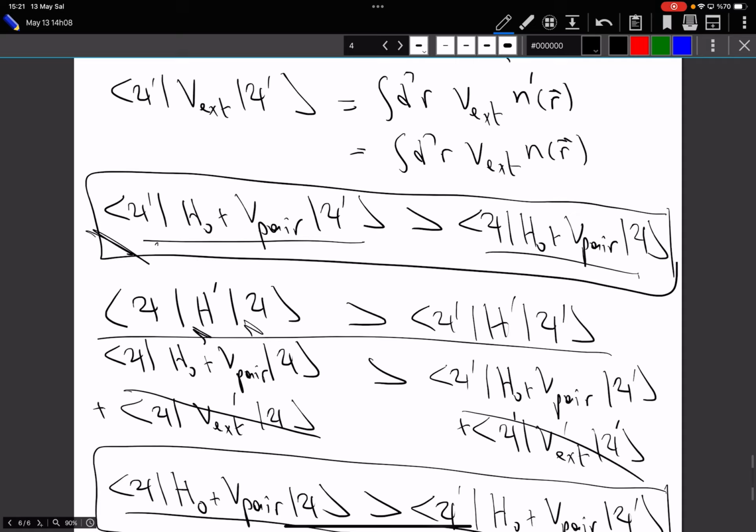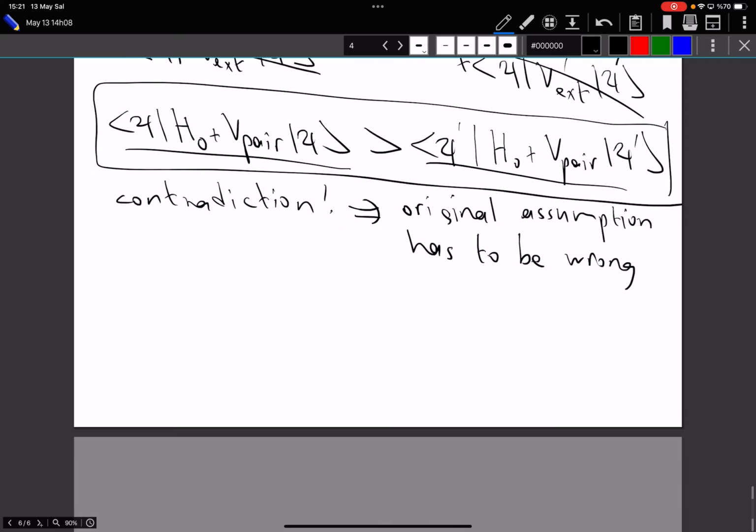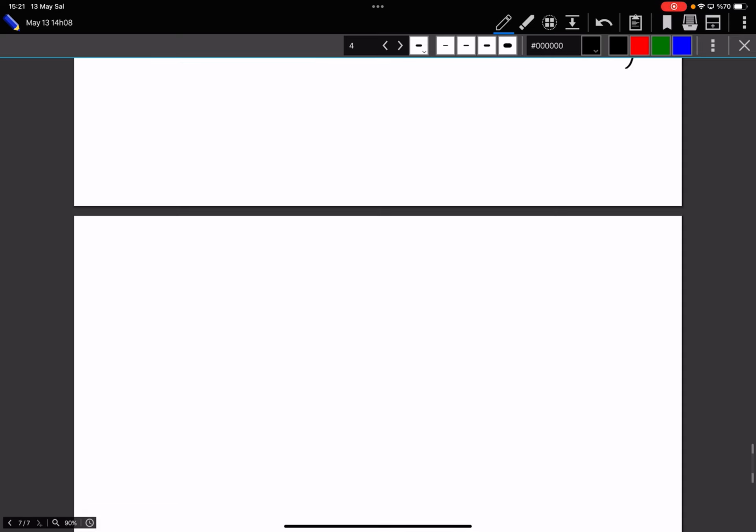But I'm not minimizing anything here. So how can I tell that, since psi prime shouldn't be the eigenstate of the Hamiltonian, I can claim this identity holds? If I have this wave function for the ground state, I can always choose the trivial wave function, right?